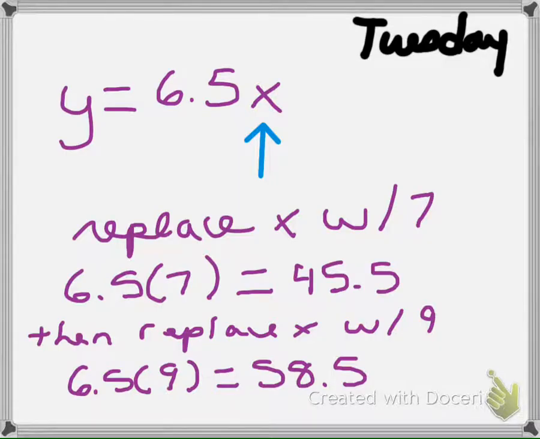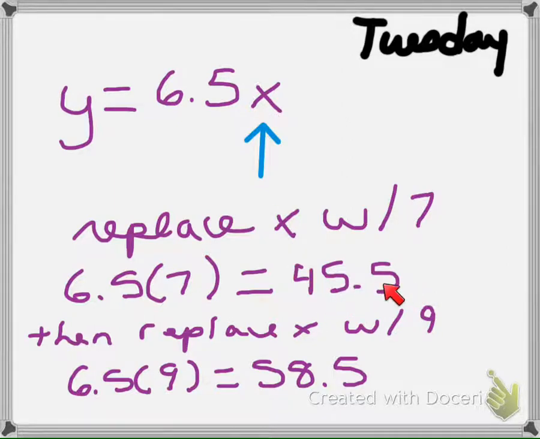For the equation, all I have to do is replace the x with 7 hours, because this represents the hours anyway, because he goes 6.5 miles per 1 hour. So I go 6.5 times 7. When there's a number next to a variable, it always means multiply. And that's going to give me 45.5.